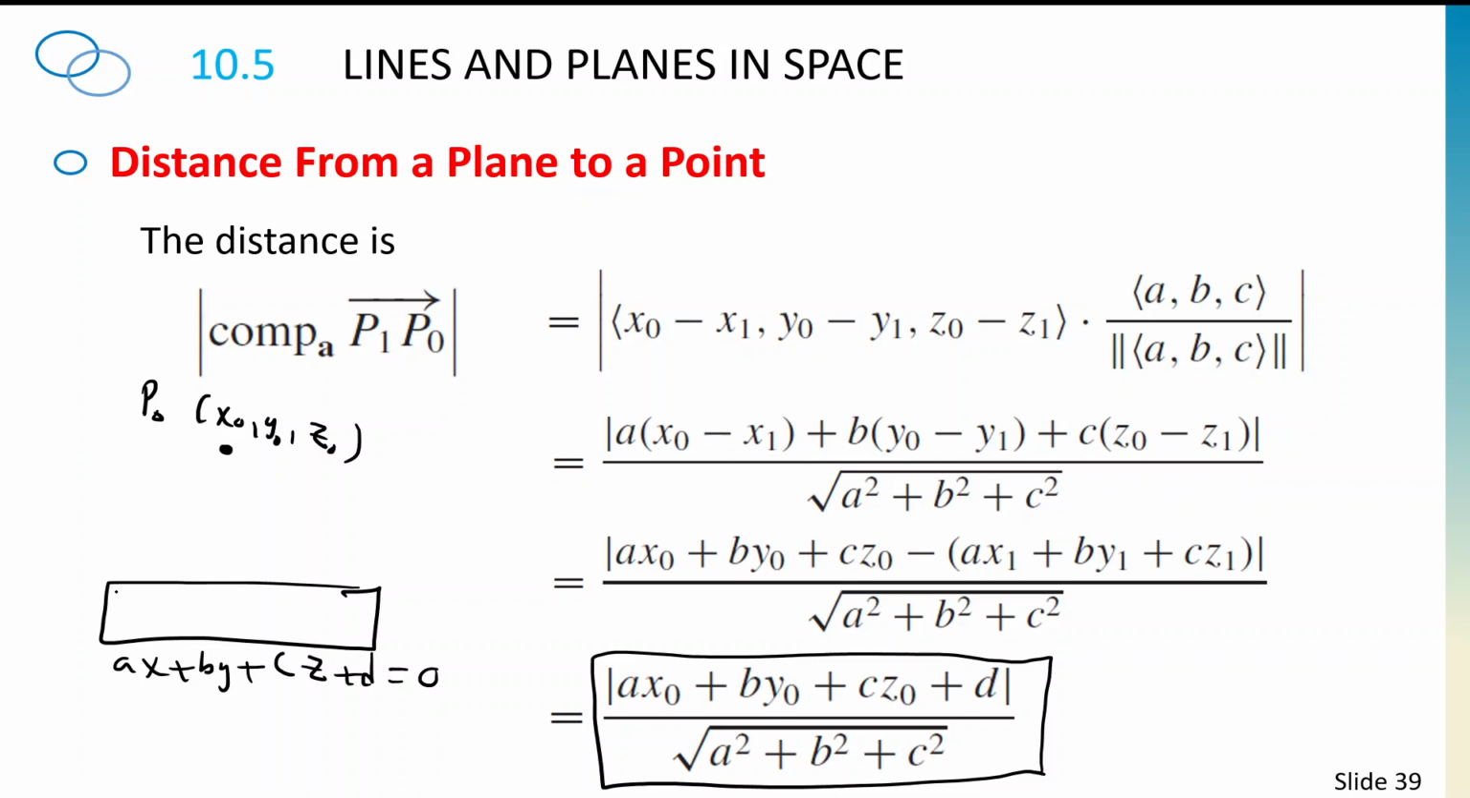So what I'm going to do is find this distance. Notice what I've done as the rule: I substitute the point in the equation of the plane, with the absolute value, because I need a distance, it's supposed to be positive, divided by the magnitude, square root of a squared plus b squared plus c squared. Okay, let's try to apply this in our last example.